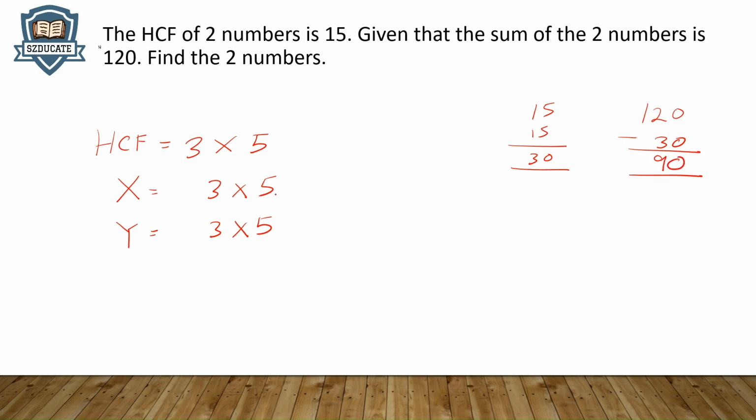Now, any factors that we throw in here will always be a multiply relationship. So X will be a multiple of 15. Y will also be a multiple of 15. And let's look at this. What is left? 90. 90 divided by 15, what do we get? I'll press the calculator. You get 6. So I have about 6 lots of 15, which I can allocate between X and Y to satisfy the sum of the two numbers to be 120.